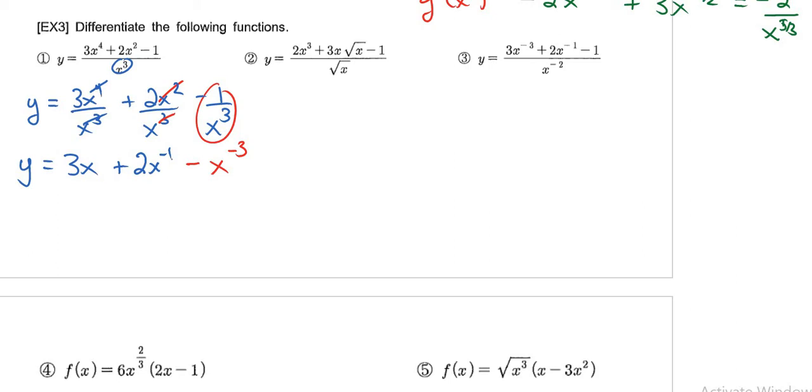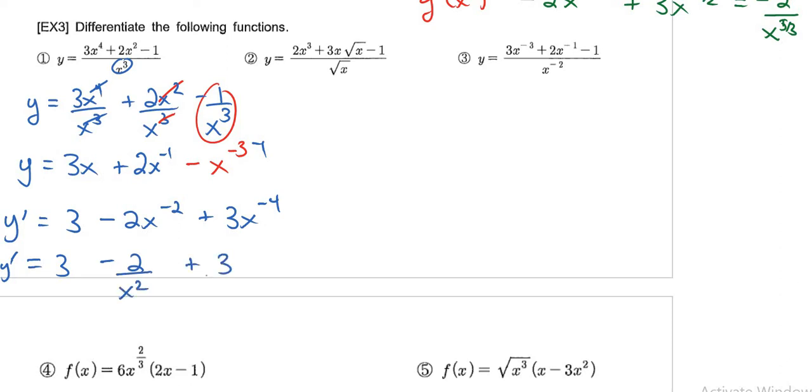Okay, so now that we've written everything in terms of a power, we should be able to take its derivative now. So y prime would equal 3 minus 2x to the negative 2 plus 3x to the minus 4. And then if I clean that up, this would be 3 minus 2 over x squared plus 3 over x to the power of 4. So that guy is down there, that guy is down there, and that should be your final answer there.